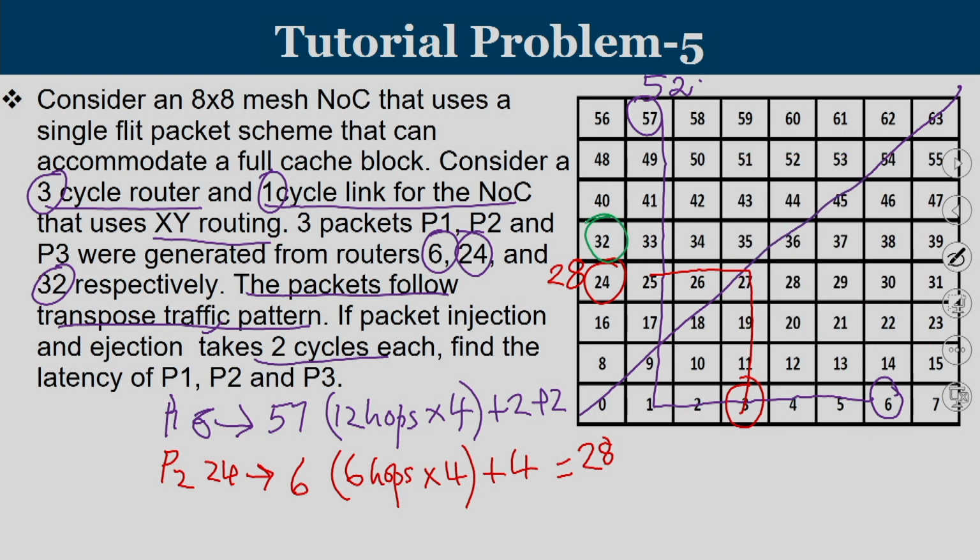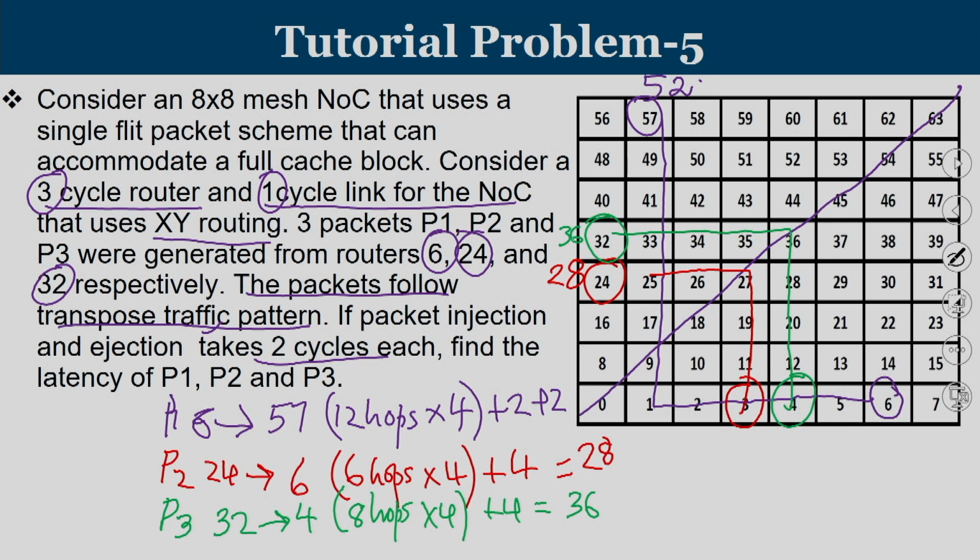So, all packets generated from 32 will go to 4, and this is hop 1, 2, 3, 4, 5, 6, 7, 8. So, we have 8 hops for packet P3, starting from 32 and traveling to router number 4. It will take 8 hops, and each hop will take 4 cycles. So, 8 into 4 is 32, plus 4 is 36. So, it takes 36 cycles for a packet from 32 to reach router number 4.